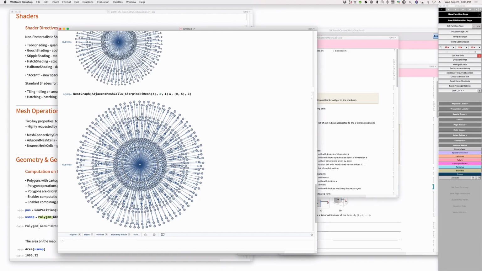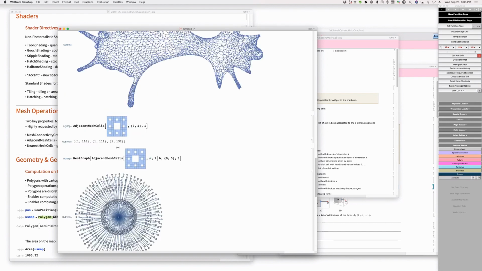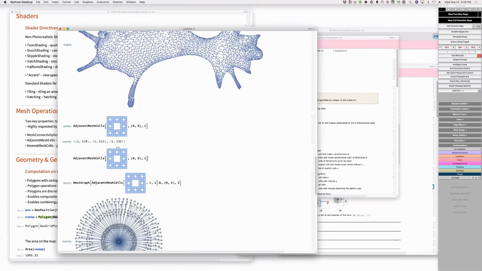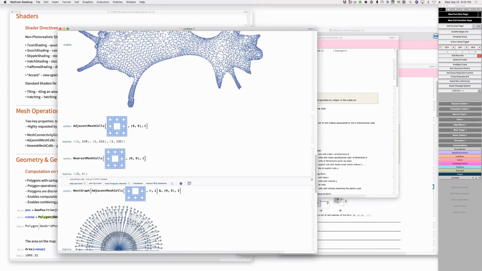Okay. Nearest mesh cells. Is that going to just tell me if I do the same thing for nearest mesh cells here? Now, nearest is just using the distance. What is nearest? So that's using the metric.